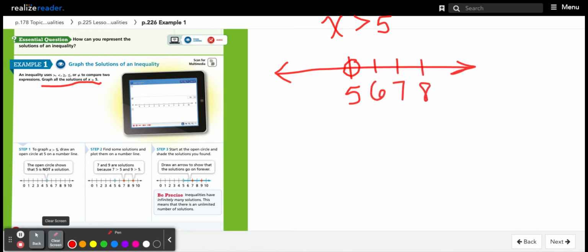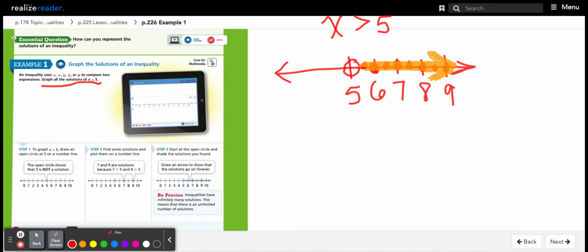Well, 6 is greater than 5, 7, 8, 9, 6.5, 5.5. Everything to the right of the 5 is greater than 5. So to represent this, we are going to draw an arrow, a nice thick arrow that shows that x is greater than 5. That means we will be traveling to the right of 5. Now, it's also important for us to notice that the circle on the 5 is open.